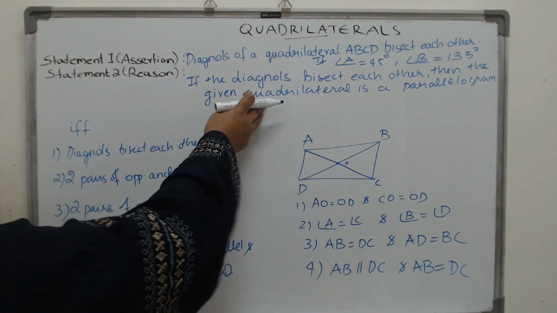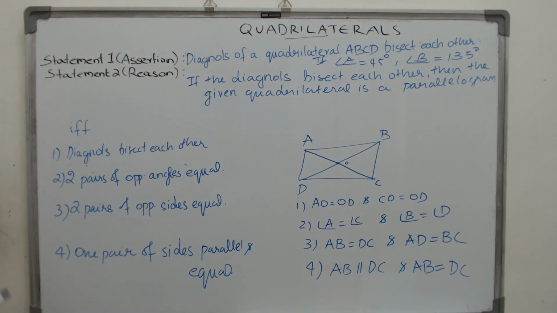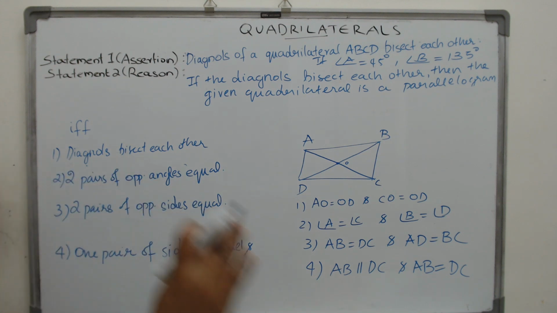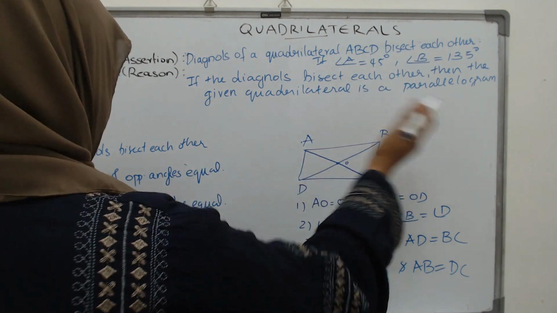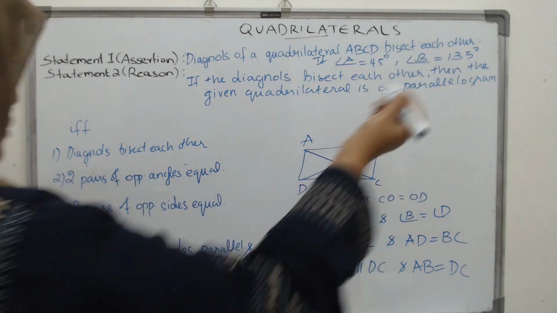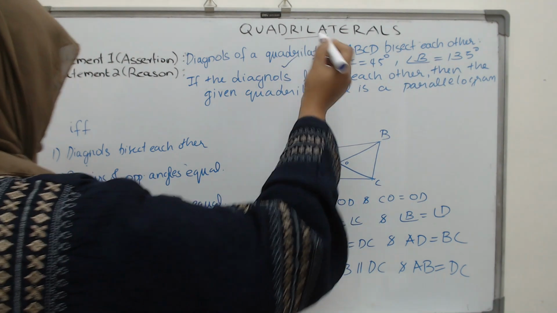Now we come to our statements. Look at the first statement. Diagonals of a quadrilateral bisect each other. Then what do you know? It has become a parallelogram. If it is a parallelogram, look at the 2 adjacent sides. A and B are adjacent. They come nearby, which means their sum should be 180 degrees. Is it 180? Correct. So the first thing is correct.